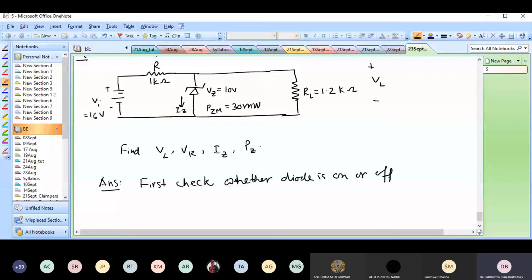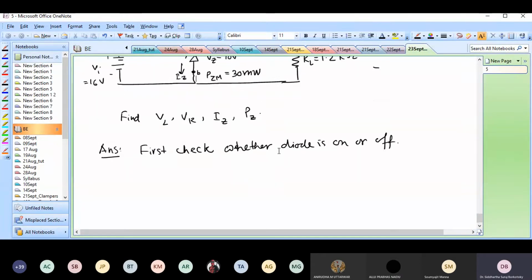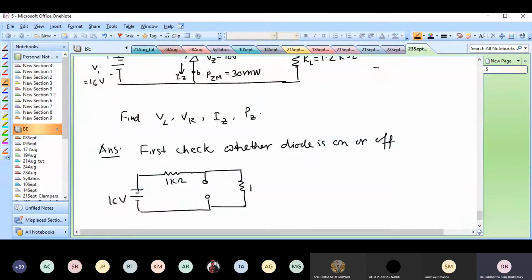You would remove the diode and see what voltage is developing across these terminals. Let's call them A and B. What is the voltage developing across the two terminals of the diode? So you take the same circuit, 16 volts, 1 kilo ohm, and this is 1.2 kilo ohms, right? So what is the voltage developing across point A and B?